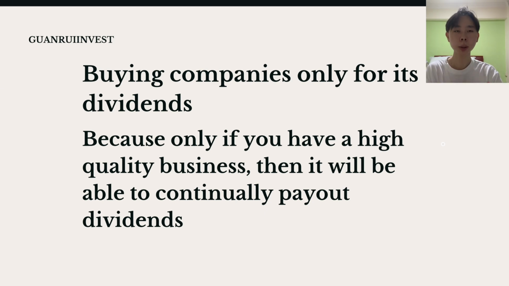So you want to buy high quality businesses, then it will be able to continually give you payouts all these years, because high quality businesses will be able to outlast their dividend, meaning they can continually give you dividends every single year. But if you have a company that's extremely high yielding, that is not high quality, one day the dividend could just be cut overnight, like what we saw for Walgreens over here.